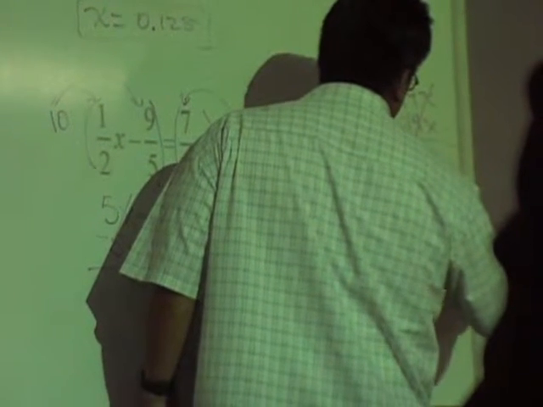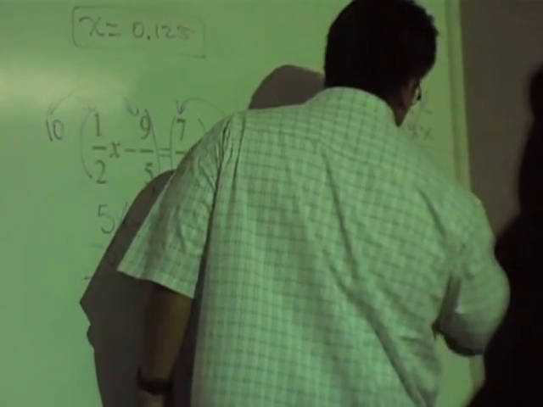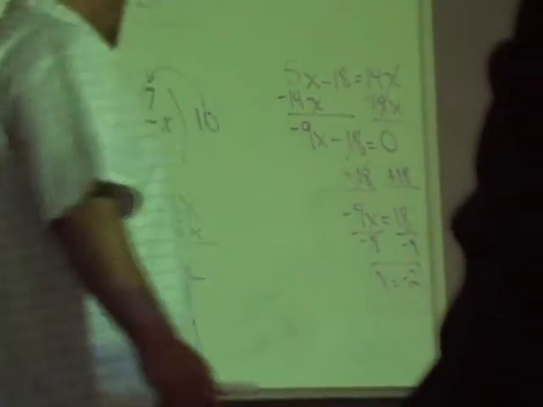And you get x equals negative 2. Same answer as before, now the x is on the left-hand side as opposed to the right.